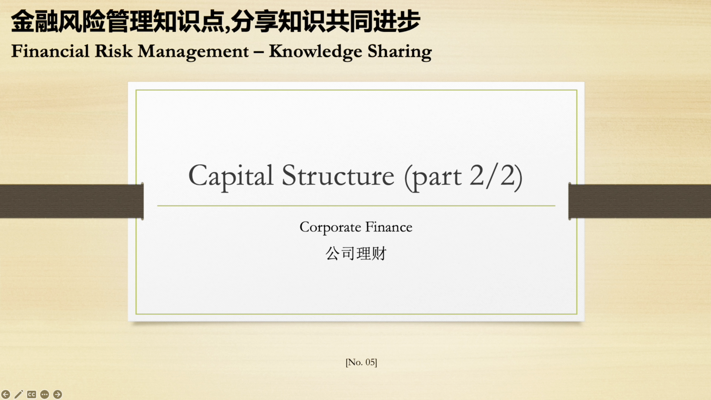Today's topic is the second part of capital structure. At the end of the last video, a question was brought up. Why do firms usually choose a leverage level that is much lower than the optimal level from a tax-saving perspective? The answer is provided in today's video.